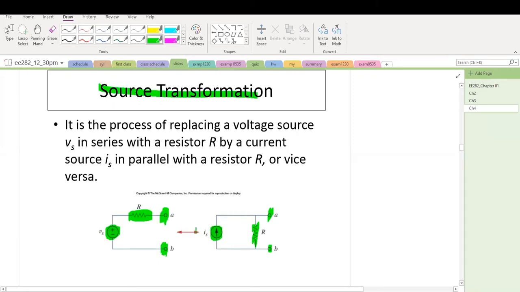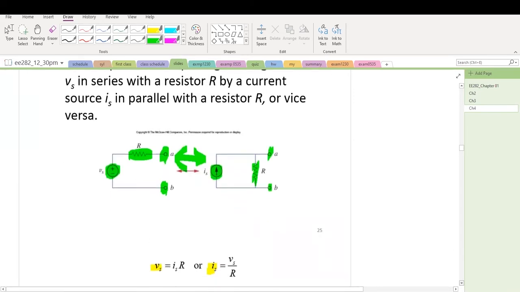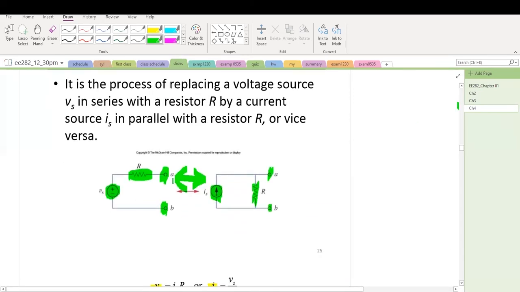And this works both ways. We can transform from this direction to this direction, or this direction to this direction. That's both equivalent. The detailed derivation for the source transformation is not going to be discussed here for time purposes. We're going to apply the source transformation in the analysis of the circuit.